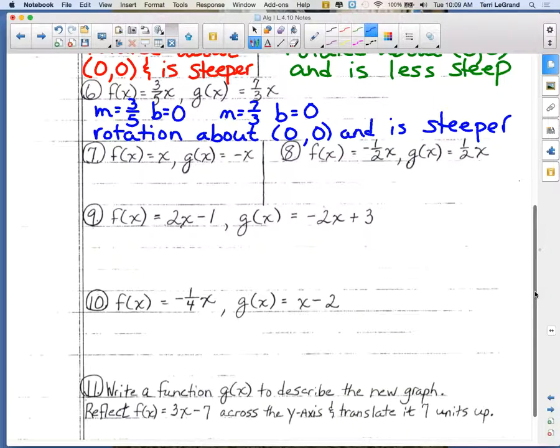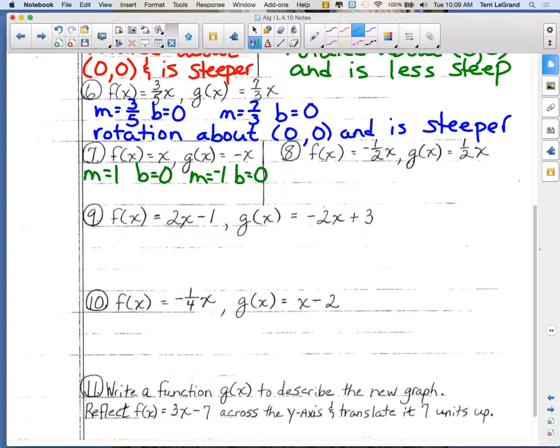Okay, guess which one's going to probably show up next. Reflection. Riley, are you using a phone there? Okay, thank you. So we will do the same thing. We will go m equals, b equals, m equals, b equals. So m equals 1, b equals 0. That's the parent function in this one. g of x equals negative x. m equals negative 1, b equals 0.